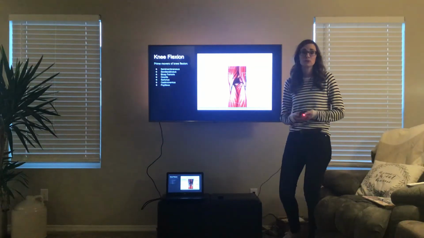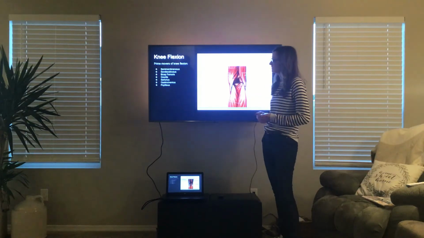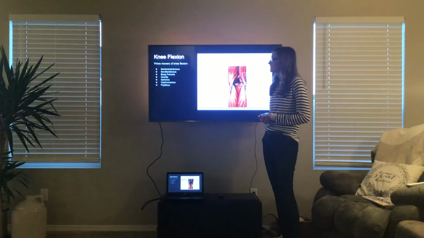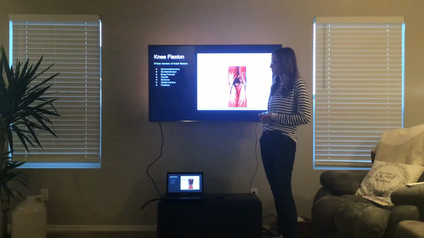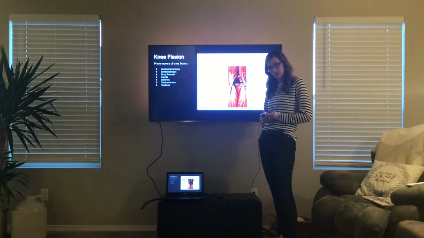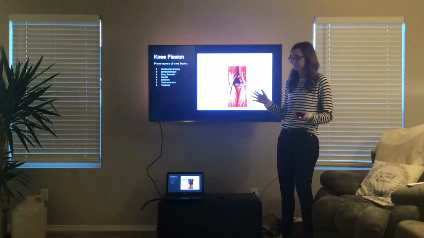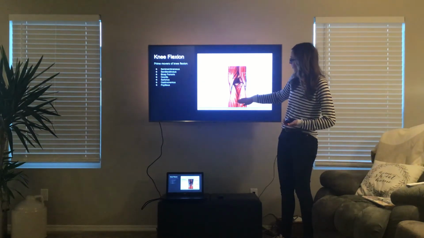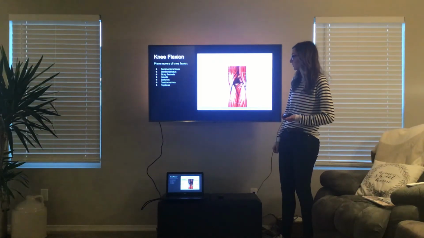Okay, a little bit of review, but what muscles perform knee flexion? We have our semimembranosus, semitendinosus, biceps femoris, your gracilis, sartorius, gastrocnemius, if I said that correctly, and your popliteus. Everyone says it differently. This is a really good example. It's showing you the posterior view of those muscles that are performing your knee flexion.